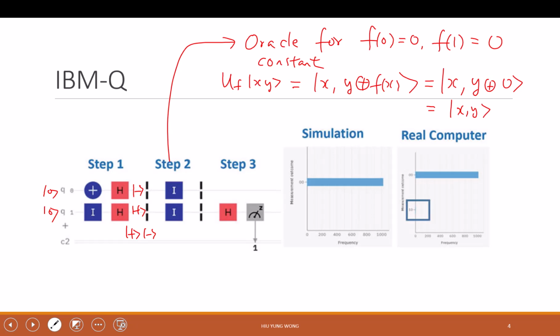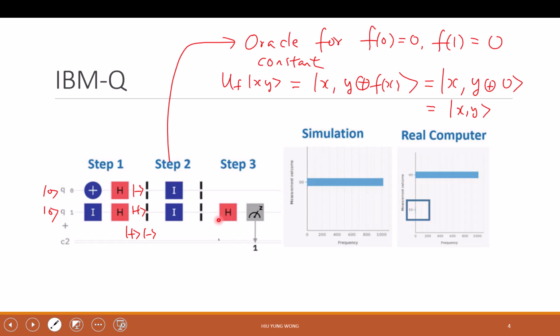So in your homework, I give you different types of function. You need to come up with the corresponding oracle to do the simulation. And the oracle that you need to do is that you need to fulfill this expression. This is a very simple one because it turns out both are 0, then this oracle is just equal to an identity matrix. Make sense?